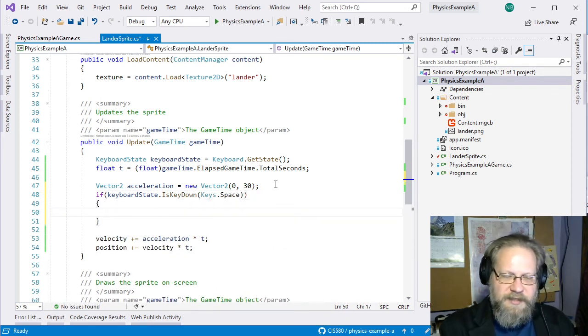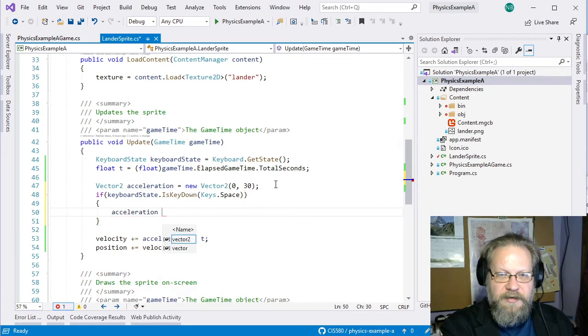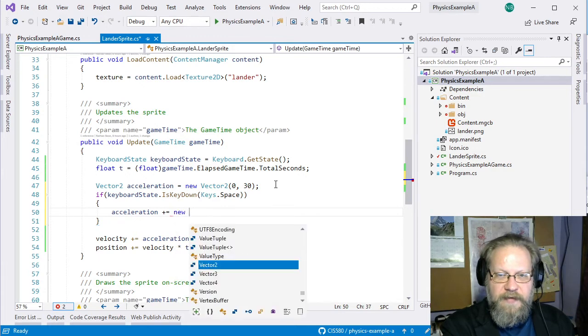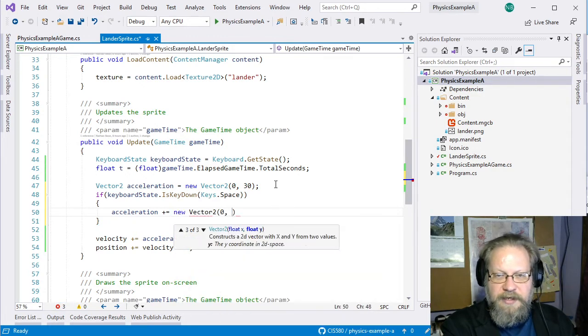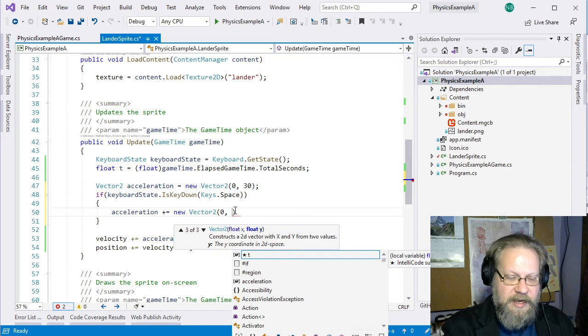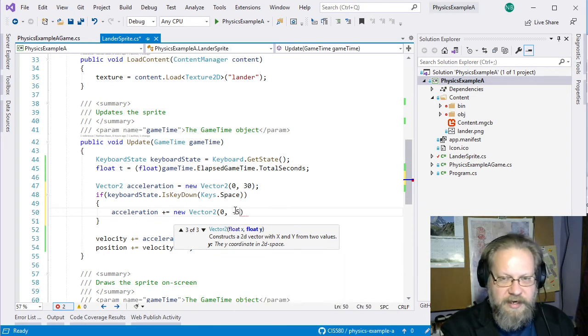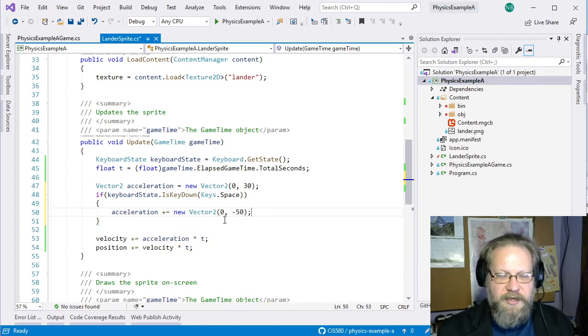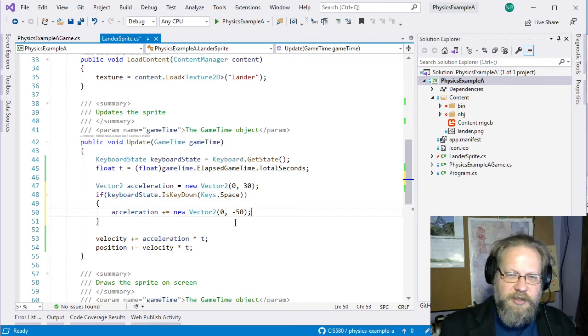So if we are pressing the space bar, that means we're firing that big rocket underneath that ship, and we should be adding an acceleration in the opposite direction. So we take our acceleration vector and we're going to add to it, or in this case plus equals, a new vector in the opposite direction of this vector, so it needs to be negative. So we'll make this maybe negative 50 is how much thrust we'll get out of that rocket. So that is pushing us in the opposite direction.